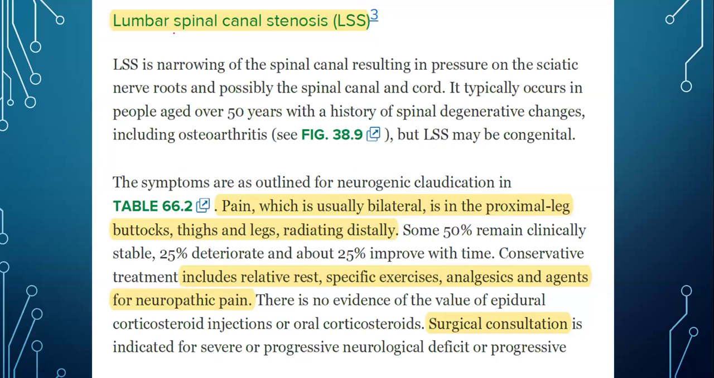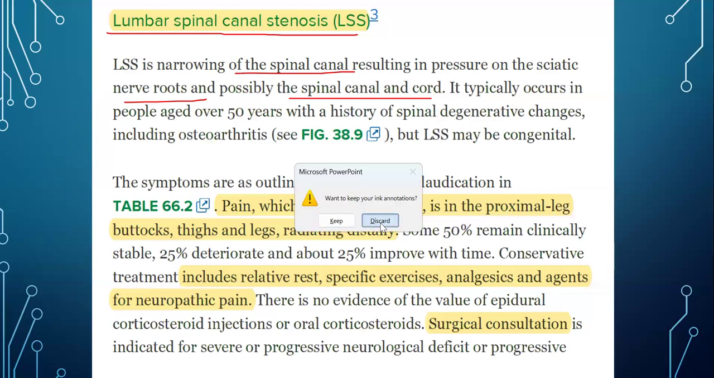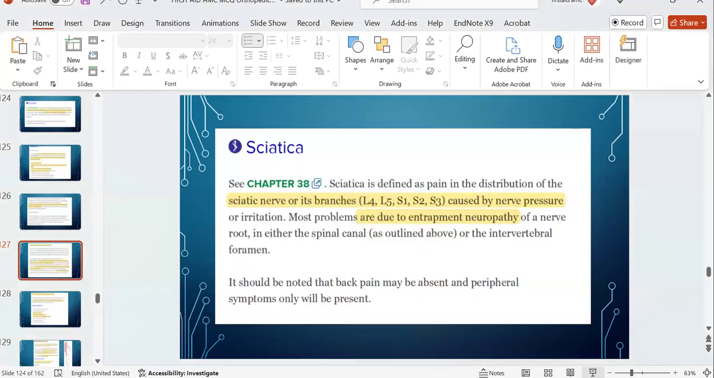So we're talking about lumbar spinal canal stenosis. Spinal canal stenosis is narrowing of the spinal canal, resulting in pressure on the sciatic nerve root and possibly the spinal cord. So let's have a look at what happens in spinal canal stenosis.